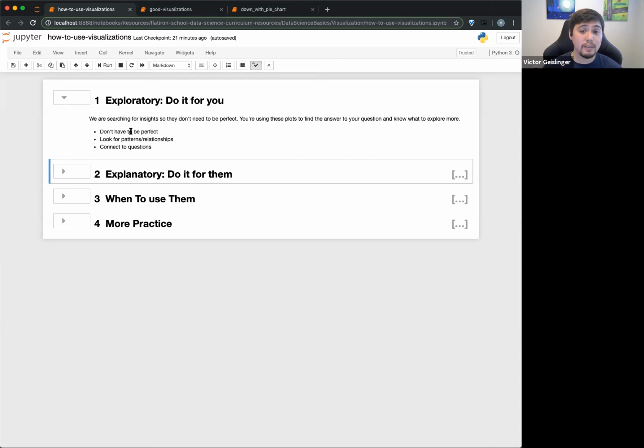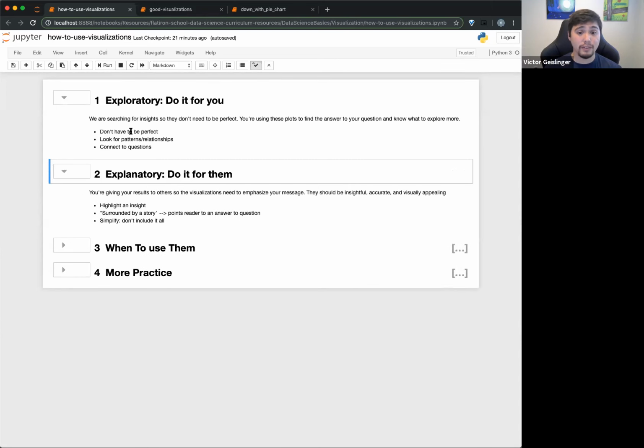The next part really is what we probably think of as data visualization: explanatory. And that's when you're doing it for someone else, okay? Basically you're giving a visualization to emphasize your message. I think I've talked about this to a lot of people in presentations. When you're doing a presentation, you're not doing visualizations like the exploratory ones. You're doing visualizations to highlight an insight or emphasize a point. You want someone to visually connect with that image and remember it.